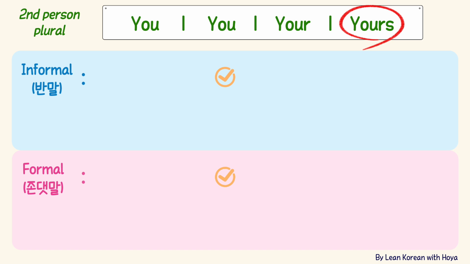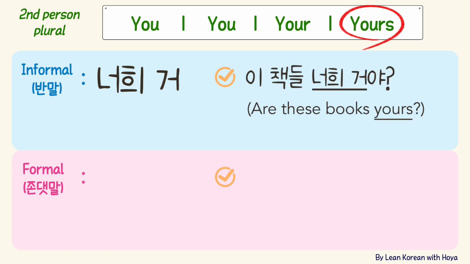The next one is possessive pronoun yours. The informal version is 너희 거. Are these books yours? 이 책들 너희 거야?